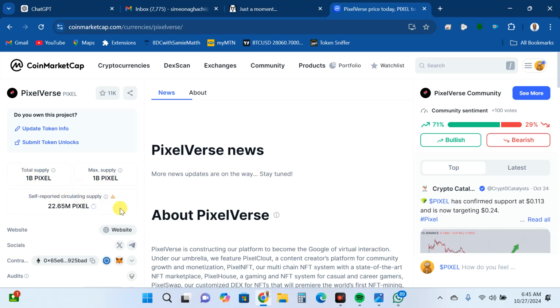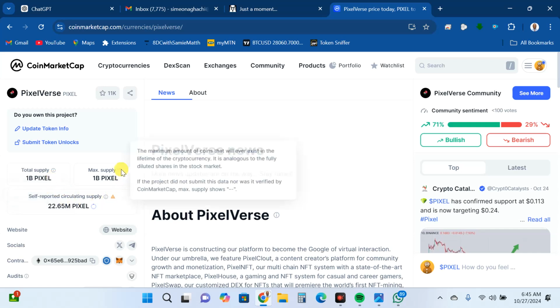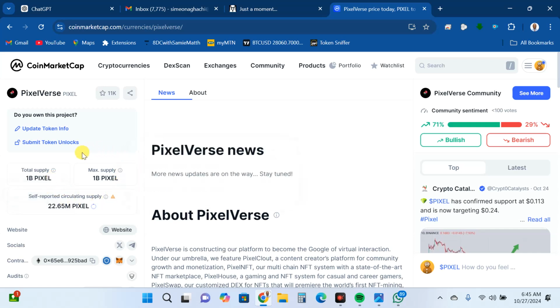So self-reporting circulating supply is 22.6 million out of 1 billion. What does that tell you? It tells you that the unit of tokens are locked. It's just so big, so big. Over 970 something million coins are locked. Do you know what that means?